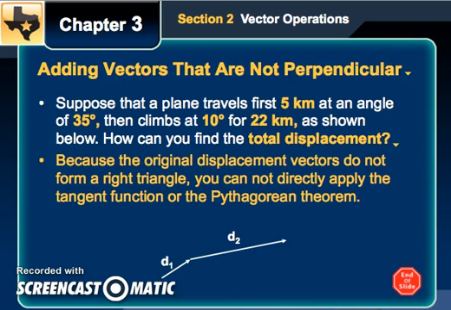Okay, so let's suppose here that a plane travels first 5 kilometers at an angle of 35 degrees, then climbs 10 degrees for 22 kilometers as shown in this picture below. How can we find the total displacement? Well, because the original displacement vectors do not form a right triangle, we cannot directly apply the tangent function or Pythagorean theorem. So what do we have to do? We're going to have to resolve each of these vectors into their components, and then add all of their components together to get us a right triangle. So let's take a look at that.